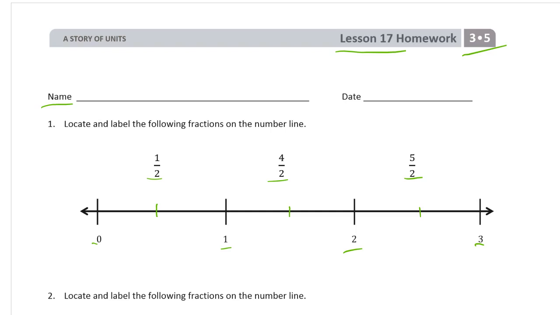So here's 1/2. And 4/2 is going to be over here with the 2. So that's 4/2 goes there. And 5/2 would go next.